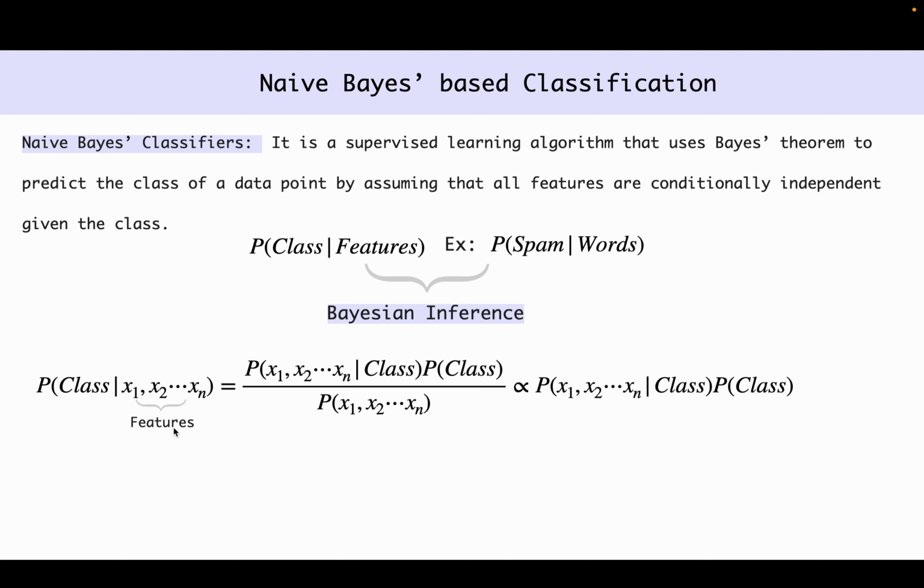So using the Bayes theorem, this can be represented as probability of x1, x2 and so on up to xn for a given class, times probability of class. So this is the prior information, and this is the likelihood function, divided by probability of x1, x2 and so on up to xn, which is the evidence. This is the evidence which we have observed at this moment, and our goal is to find out what class it belongs to, assuming that these features are conditionally independent for a given class.